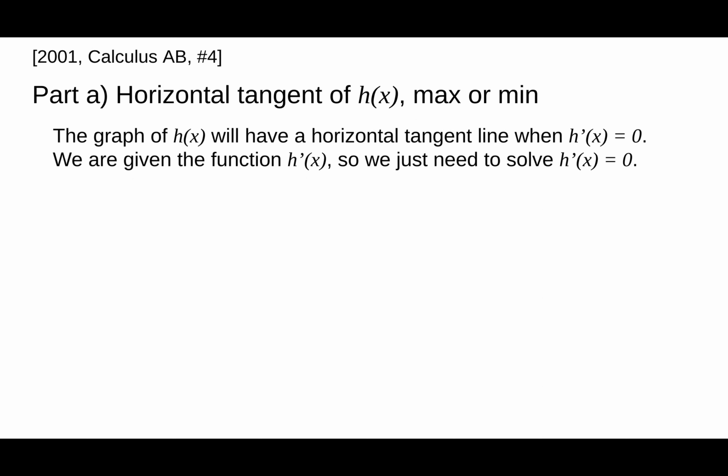So based on what we know about horizontal tangent lines, we know that horizontal tangent lines will occur when the first derivative of h takes the value 0. We were given an explicit formula for h prime of x, so we'll just need to take that formula, set it equal to 0, and then solve. So h prime of x is x squared minus 2 over x, and we want to know when that will equal 0. That will equal 0 whenever the numerator is 0 and the denominator is not. So we take the numerator, x squared minus 2, set it equal to 0, solve it, and we get x equals plus or minus the square root of 2.